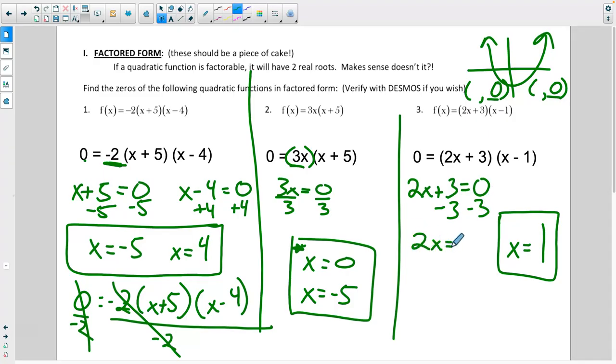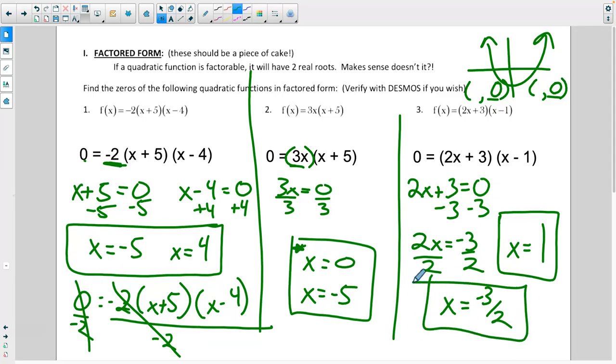So I get 2x equals negative 3, and I divide by 2, and so I get x equals negative 3 over 2. Love fractions. Leave it as a fraction. It's a simplified fraction. It's good. So you always have to remember, what am I actually doing? If I'm finding an x-intercept, I'm really setting those two things equal to 0. So this is factored form. This is solving. What questions do we have?